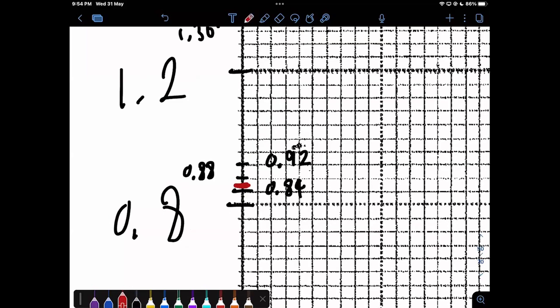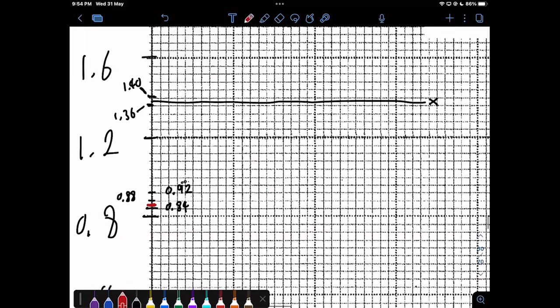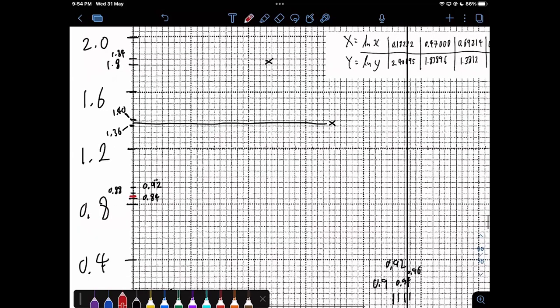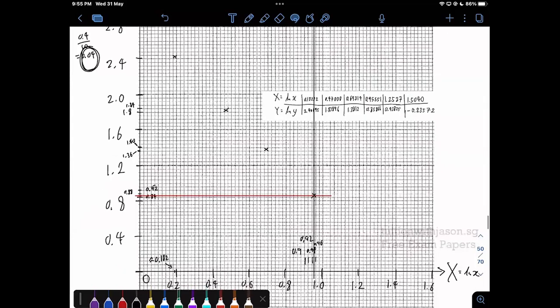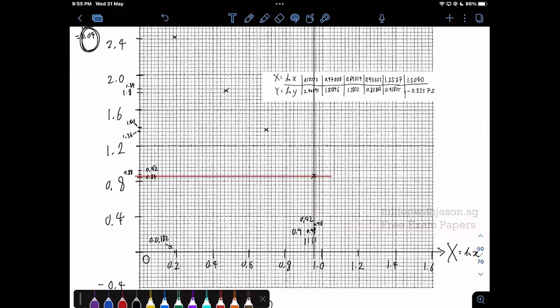Okay, so do that. Let me just draw a horizontal line, then I'll extend it, like this. Extend all the way, and then you get the intersection over there. Okay, so on and so forth. You get the idea already? Yeah. Okay, good. Then I'll just quickly plot the points.